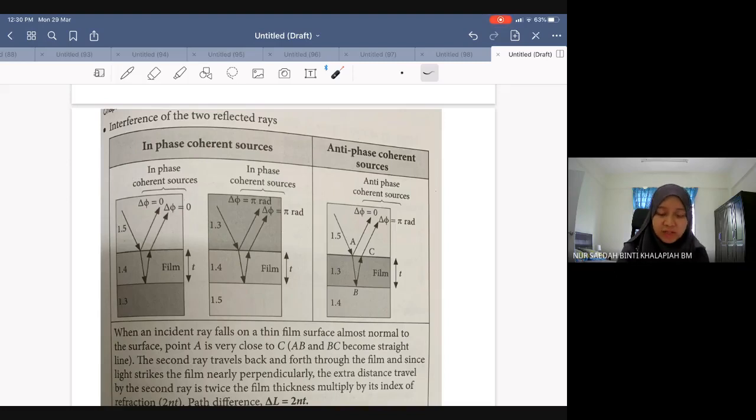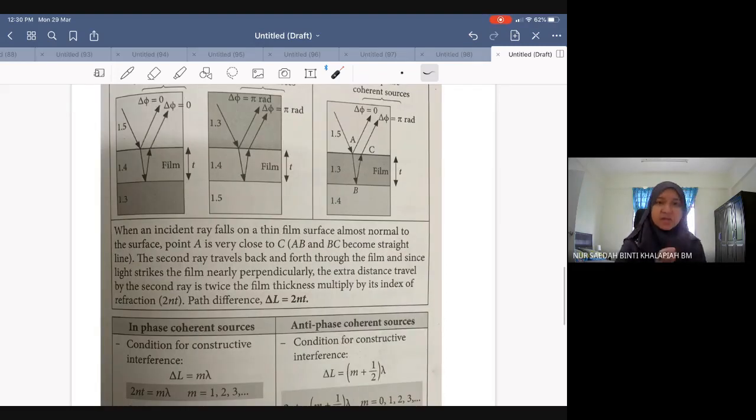Okay. So for anti-phase, from 1.5 to 1.3 it decreases, no phase change. From 1.3 to 1.4 it increases, so we have a phase change. So as a result, it produces anti-phase coherent sources. Okay, so our sources are not in the same phase. Okay, so now it is about path difference.